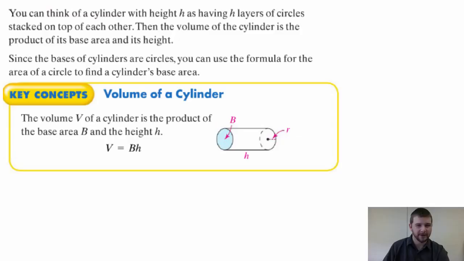Key concepts: the volume of a cylinder. The volume, capital V, of a cylinder is the product of the base area, capital B, and the height, lowercase h.